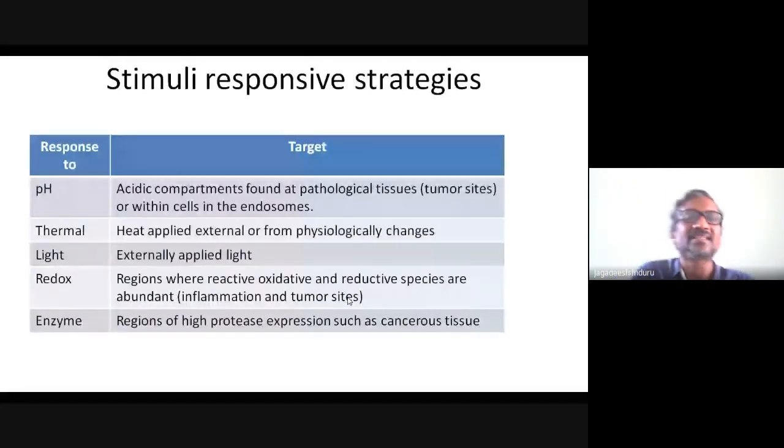Most of the time this can be used as externally applied light, so it is actively guiding. Most of the time it is used in detection and diagnosis, because we have fluorescence and phosphorescence. We have fireflies. If you see them, they scintillate light during the night; you will find it by external application of light, and they have phosphorescence.